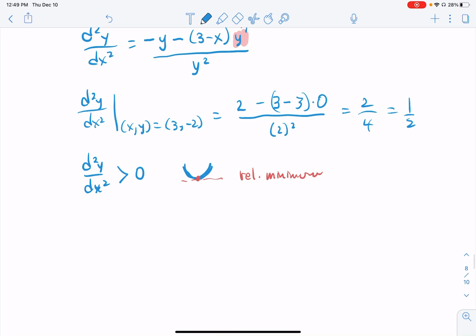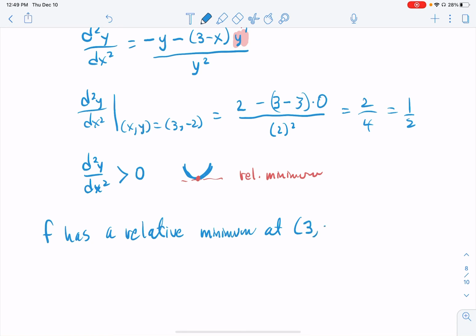So, let's see. I'm going to say that f has a relative, make sure you spell your word properly, minimum at, let's say it is, what was it, (3, -2)? And I need to justify this with the second derivative test. And the second derivative test really has 2 parts. You have to first say that the first derivative is equal to 0 there, and then you have to declare that the second derivative is positive, right?